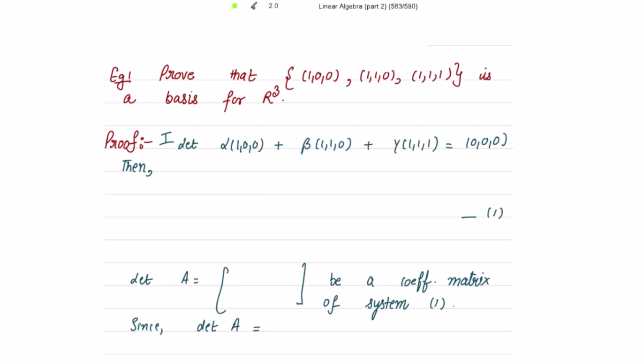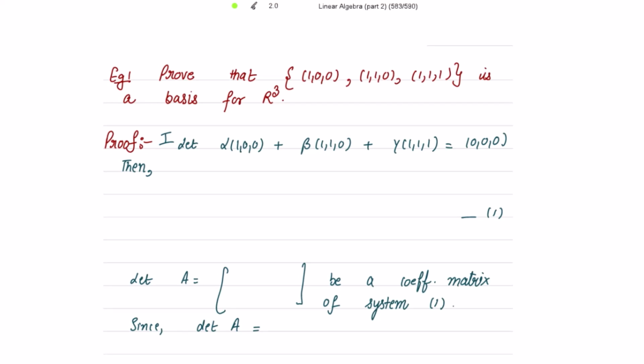The example 1. Prove that (1,0,0), (1,1,0), (1,1,1) is a basis for R3, 3 dimension. So the proof is, for the basis again we have to show that these 3 vectors are linearly independent, and secondly we have to show that all these vectors are the generators for R3, right? These two conditions we have to prove always to show that these are the basis for R3.